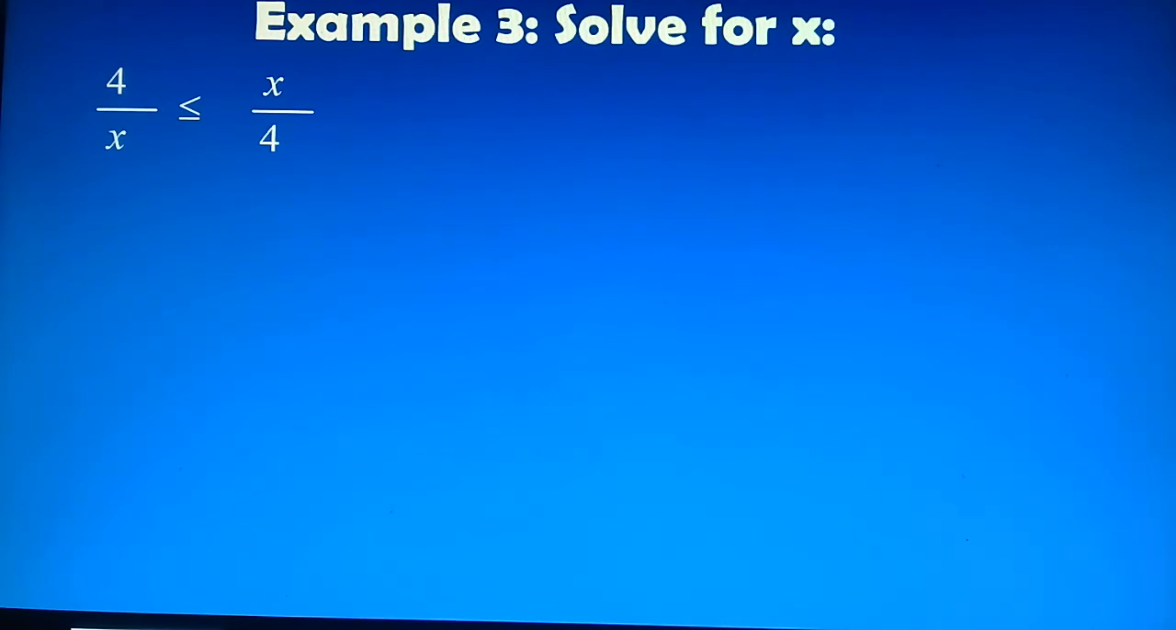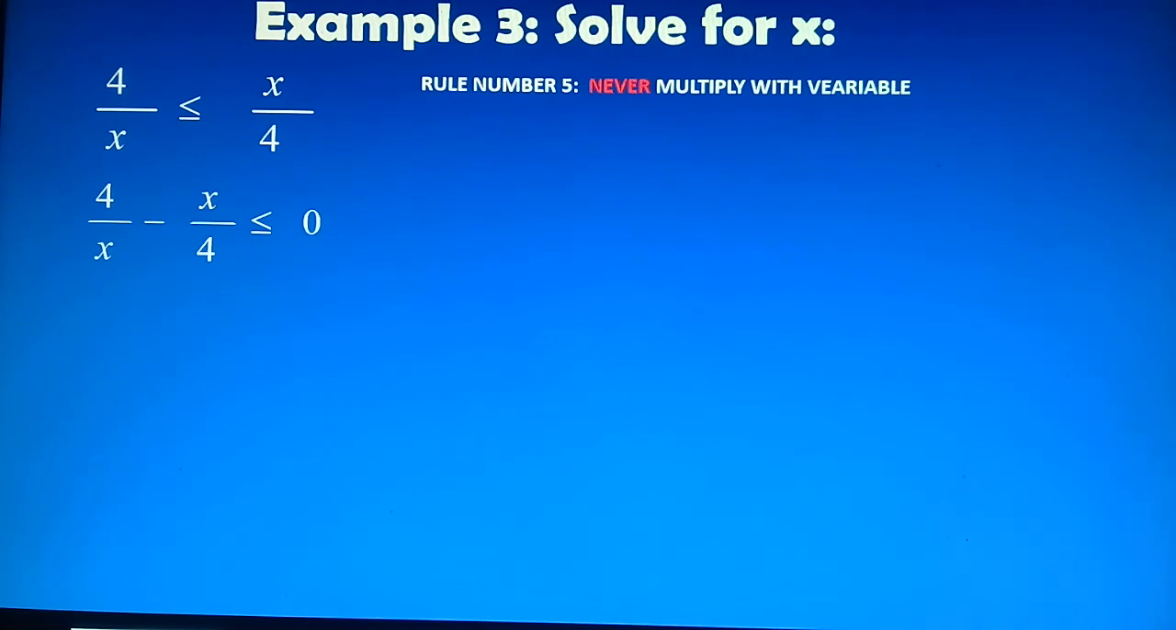Wow, what can we do now? Can we take x divided by 4 on the right hand side to the other side? Yes, because rule number 1 says what? Adding or subtracting any number on the left hand side and right hand side has no effect on the inequality sign. Let's continue with this problem. Rule number 5, never multiply with the variable. Okay, then we can take this one to the other side. Now we can find our lowest common multiple. What is our lowest common multiple? There we have 4x. Then we take our lowest common multiple and multiply everything with it.